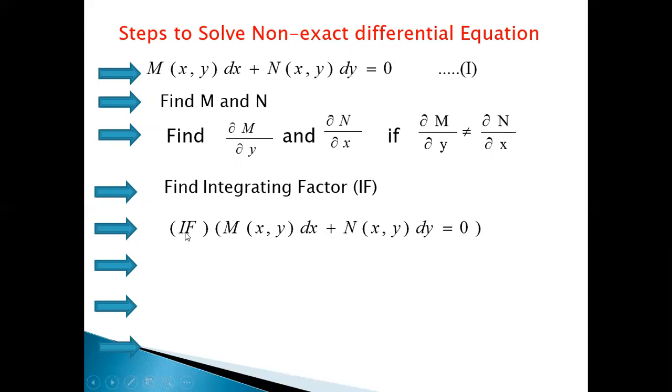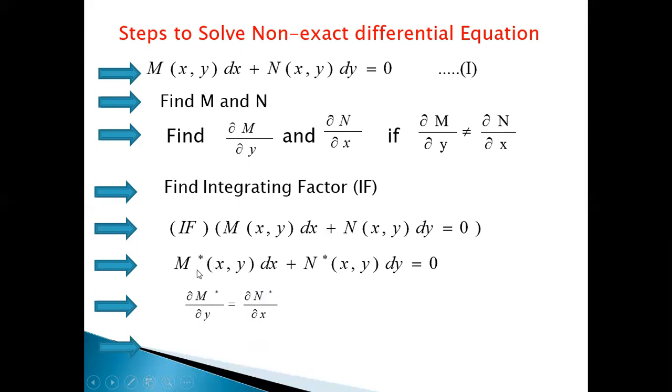So we multiply the integrating factor with this differential equation. Now our given non-exact differential equation converts into an exact differential equation. By multiplying the integrating factor, our given non-exact differential equation converts into this form. Now we have to check del M star by del y and del N star by del x.